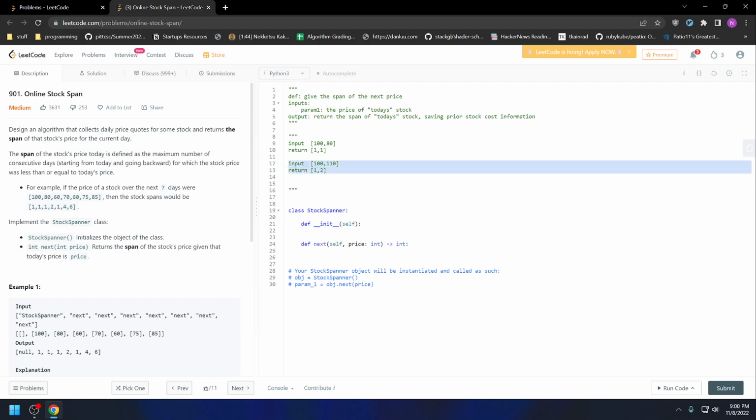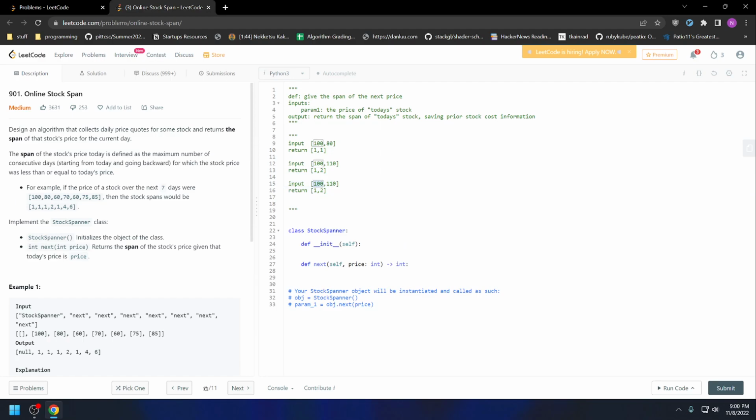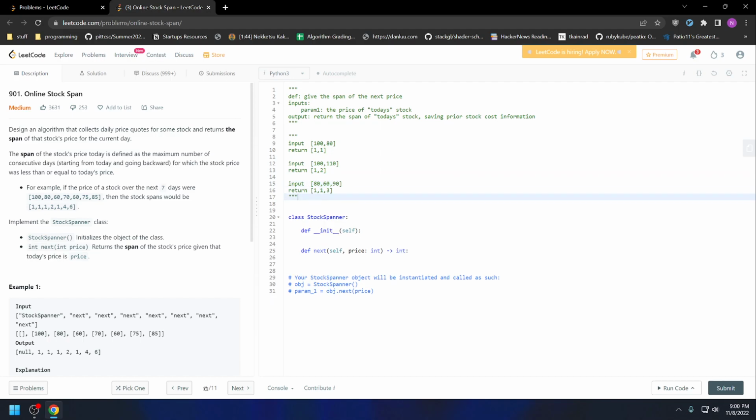Here's the difficult part, when we have something like, for example, 80, 60, 90. Then the span would be 3 here, because if you take a look, there are 3 consecutive days less than or equal to 90 in here. So that would be 3. So that's the idea of it.